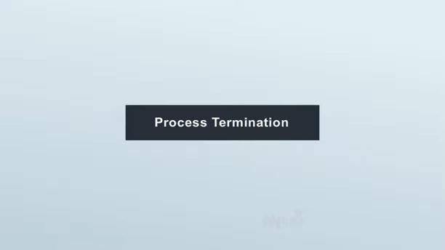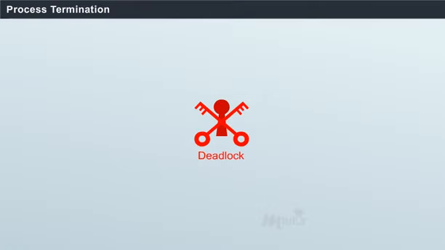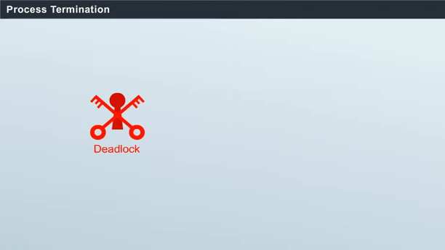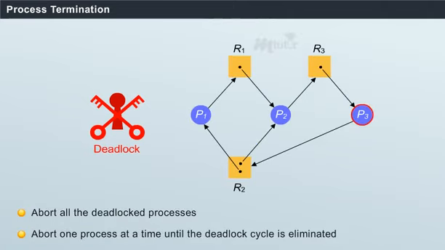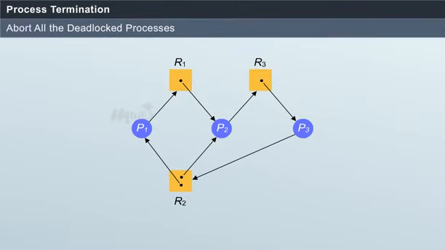Process termination. Now, let's discuss the process termination technique for deadlock recovery. The deadlock can be eliminated either by aborting all the deadlocked processes or by aborting one process at a time until the deadlock cycle is eliminated. Let's discuss them in detail. Abort all the deadlocked processes.